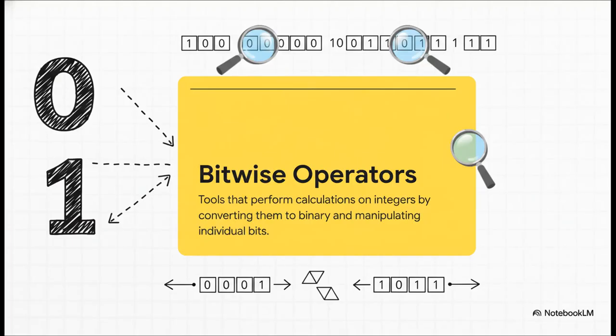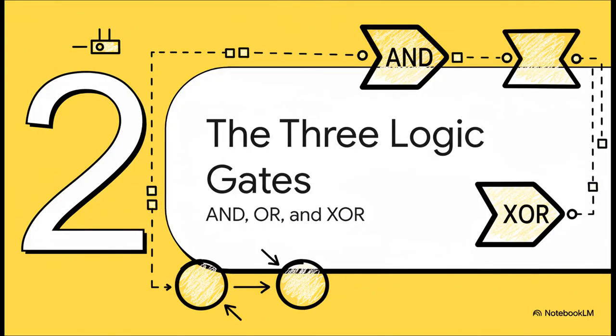So, here's the crucial point. These are not your typical math operators, like plus or minus. Nope. These tools go one level deeper. They take two integers, flip them into binary, and then perform an operation on each pair of corresponding bits, one by one. Let's start with the big three. Think of these as the fundamental building blocks of all digital logic, and they're all about comparing two bits at a time. We've got AND, OR, and XOR.